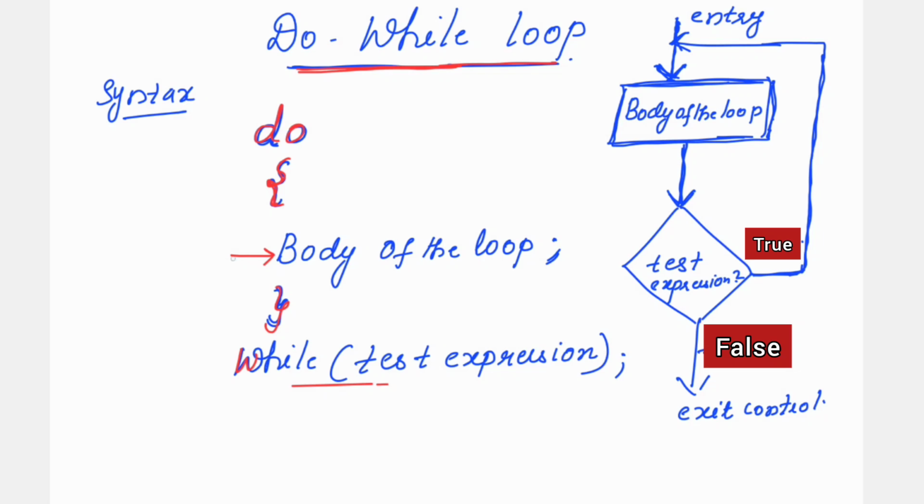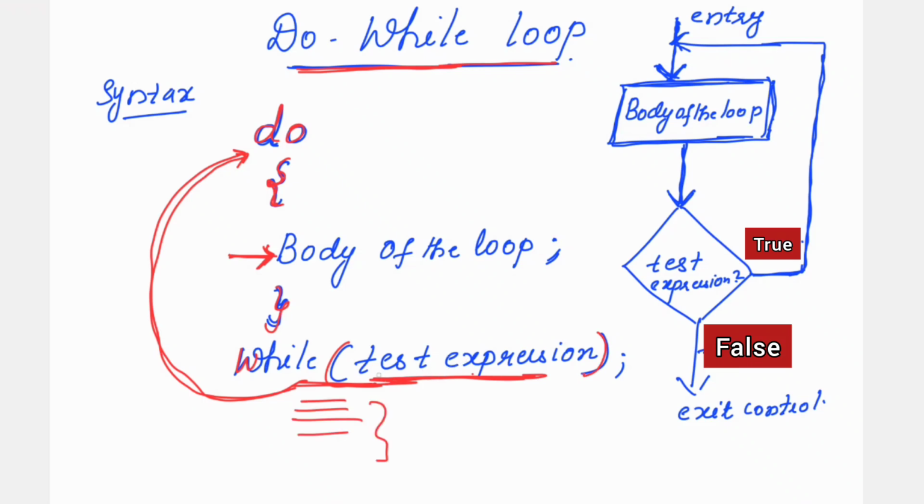So if you observe here, the body of the loop is executed at least once unconditionally. Then the condition is tested here. If the condition is true, once again it will go back and execute the body of the loop. So it will continue as long as the test expression that gets evaluated here is true. Once the condition becomes false, it will come out. That means it is not going to go back to the body of the loop. It will execute all the statements that are mentioned after this while.